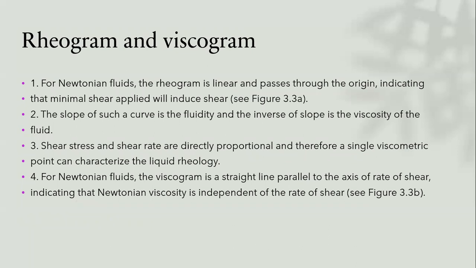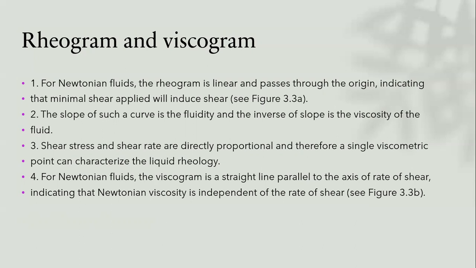Through which you can understand what Newtonian fluids are, are the rheogram and viscogram. In rheogram, you basically plot a diagram between the shear stress and shear rate, while in viscogram, it's viscosity against shear rate, okay? For Newtonian fluid, the rheogram is linear and passes through the origin. It is a linear graph, and it starts from the origin, basically from the zero unit, you can say.